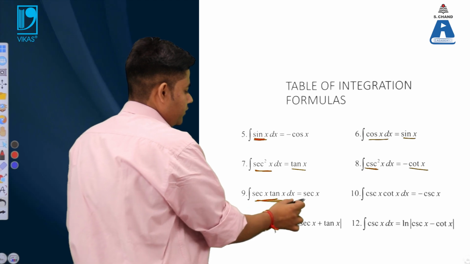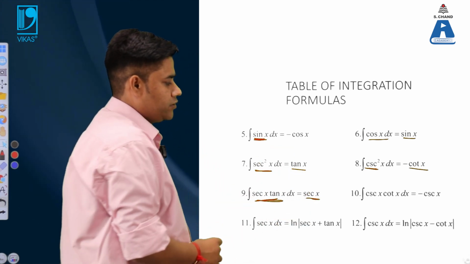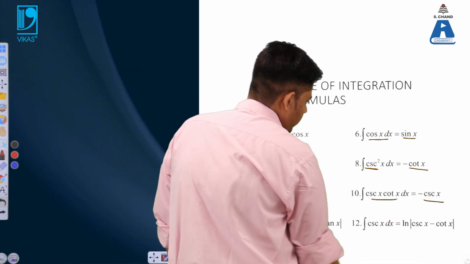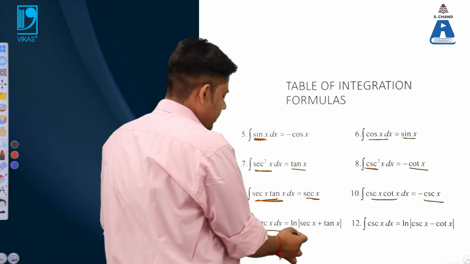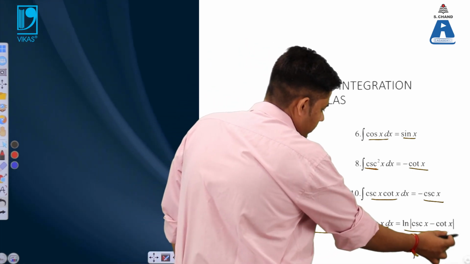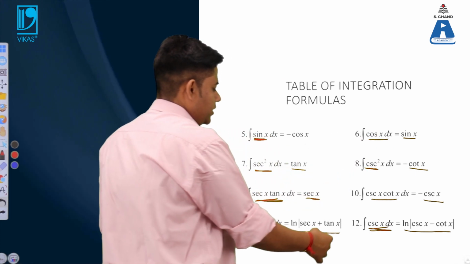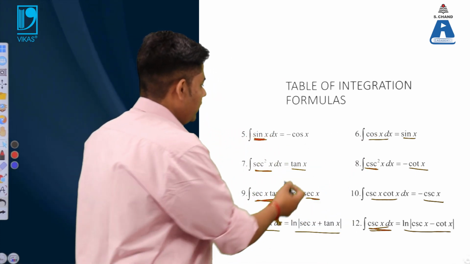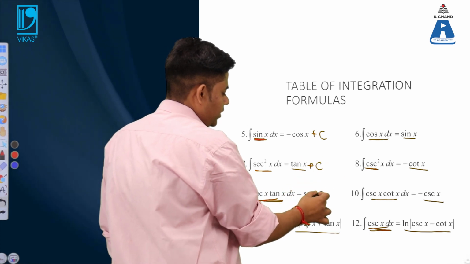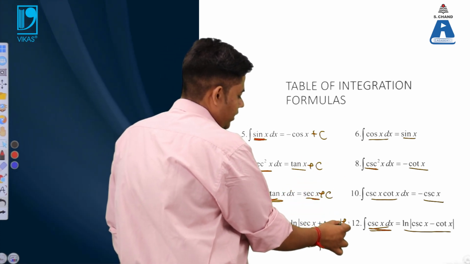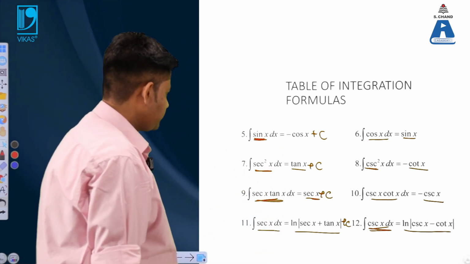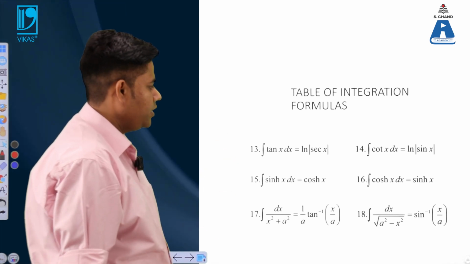Sec x tan x has a formula of sec x, that is the reverse of the derivatives. The integral of cosec x cot x is minus cosec x. The sec x integral is log of sec x plus tan x. The integral of cosec x is log of cosec x minus cot x. So all these formulas would have a constant added, and that constant would indicate that there is no limit of the integrals. So these are the basic formulas.